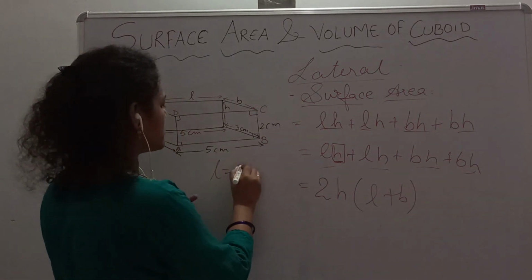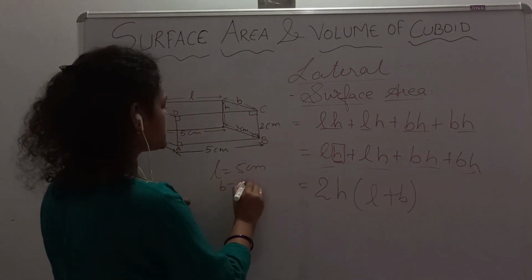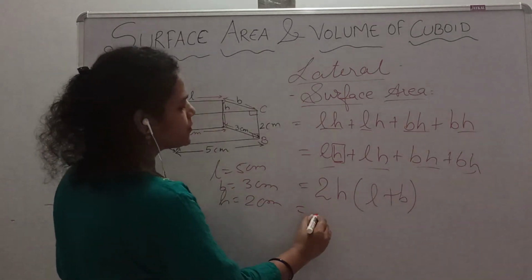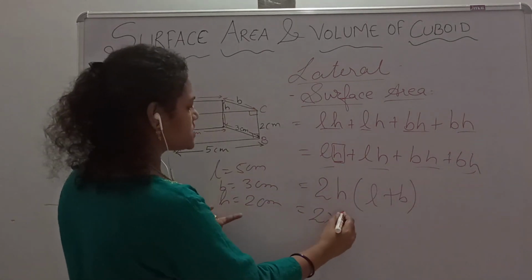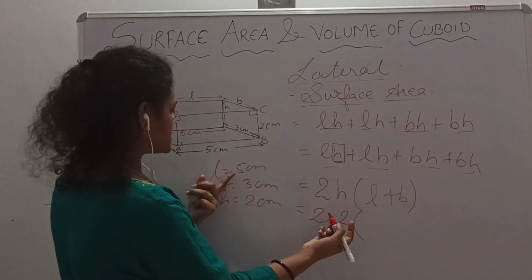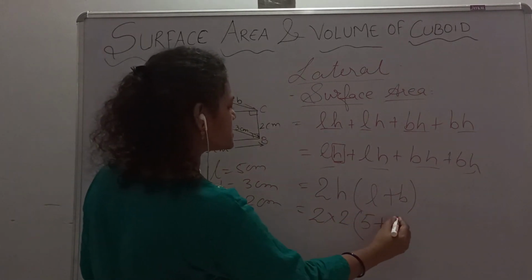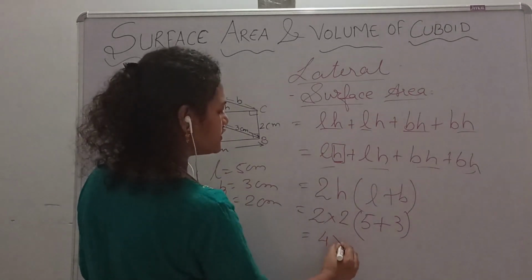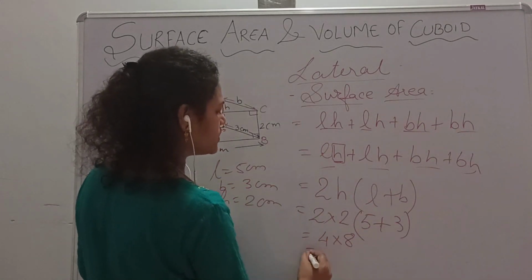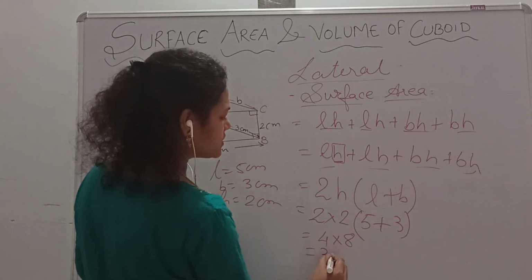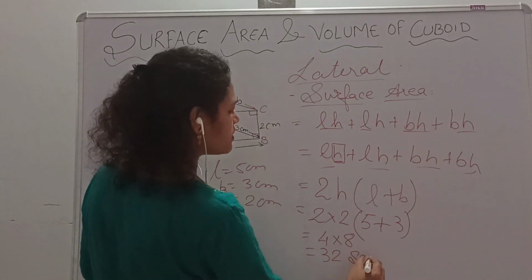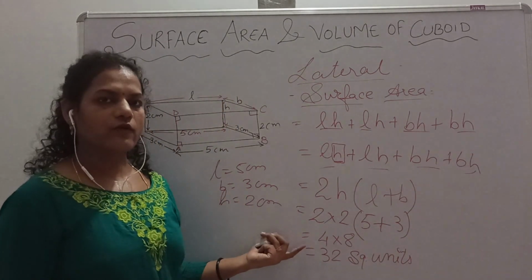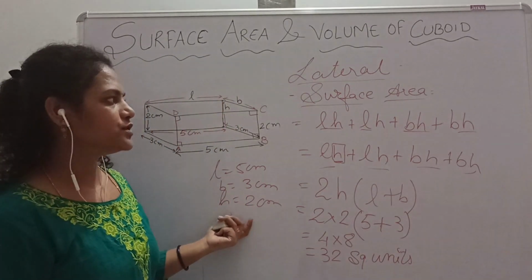So again you can solve by using this. That is, L is 5 cm, B is 3 cm and H is 2 cm. So put these values: H is 2, L is 5 and B is 3. So you get 2 into (5 plus 3), that is 8, so you will get 32 square units. Okay. So remember this formula. It will be very useful to you.